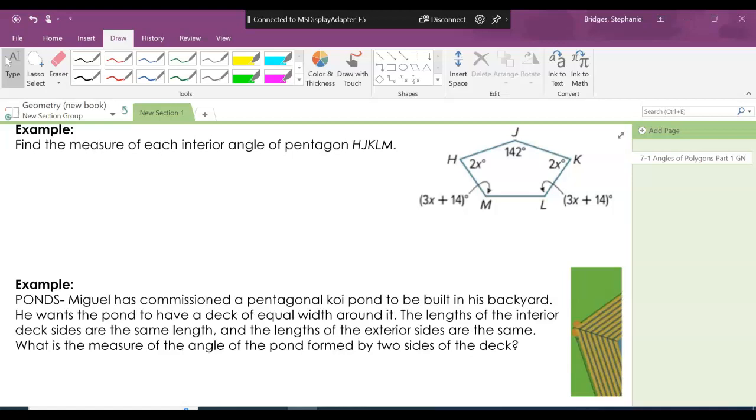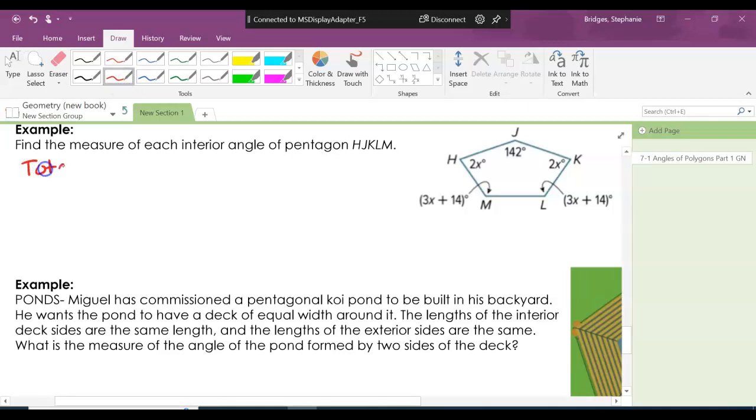If you'll notice, it gives me the measure of my angles: H is 2x, J is 142, K is 2x, M and L are both 3x plus 14. Does that say it is a regular polygon? No. Okay, so we cannot use this formula. This formula only goes for regular polygons. So first question, how many degrees does a pentagon have? That's what we need to figure out first. Okay, 540. Remember, we can use the formula or we have it filled out on the other side.